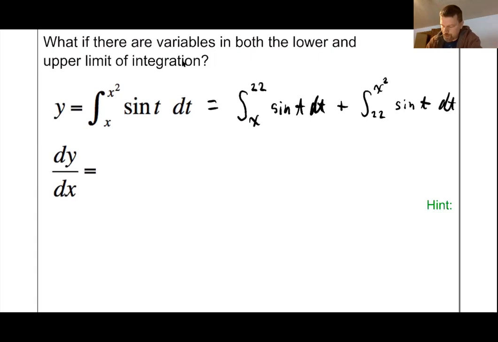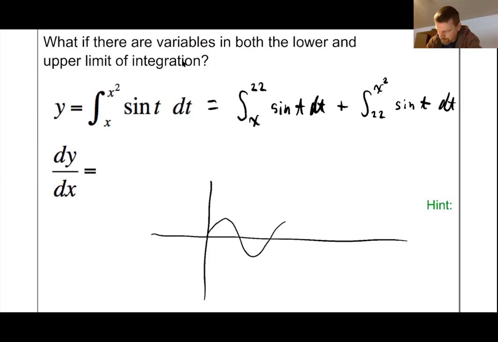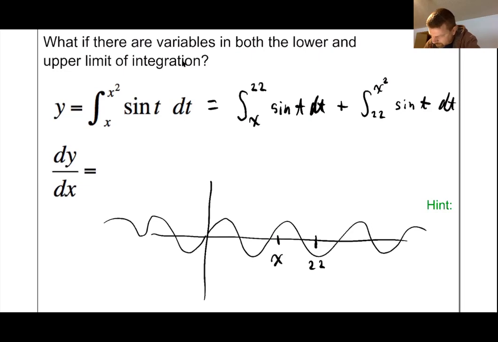And the reason this works is, if I've got sine of x, it looks like this. Let's say 22 is there, x is right here, and x squared is right there. If I want the integral from x to x squared, that would be the same as taking the integral from x to 22, and then adding the integral from 22 to x squared. So I can split them both up. That split is important.